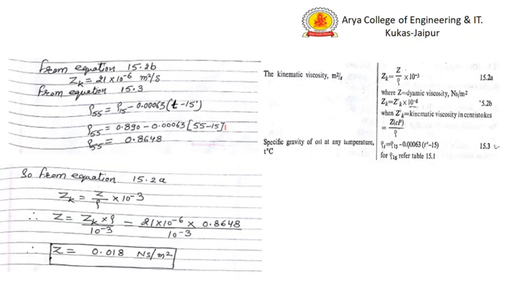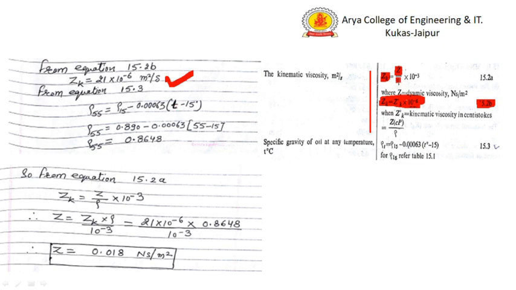After finding Z dash K, we can use this formula to calculate first ZK and then Z. So what is ZK? ZK is Z dash K multiplied by 10 raised to minus 6, from equation 15.2b. The value of Z dash K is 21, so ZK is 21 multiplied by 10 raised to minus 6. Now from ZK we can calculate the value of Z. Z is equal to ZK multiplied by rho divided by 10 raised to minus 3.